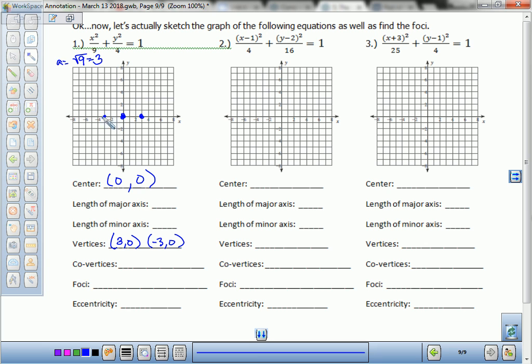All right, so if I went 3 this way and 3 that way, I can find the length of that major axis. I just double it. When I double 3, what do you get? 6.